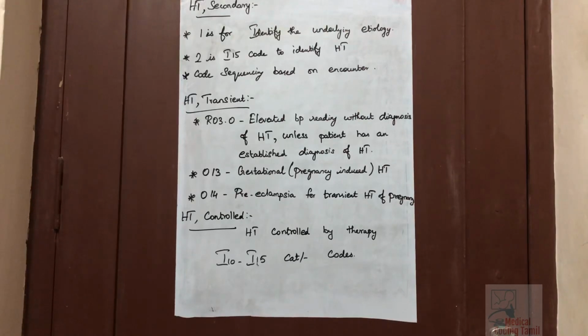These codes should be given for transient hypertension. And hypertension controlled. Hypertension controlled means hypertension is controlled by any therapy, like drugs or pills, or any therapies. In this condition, I10 to I15 category codes should be used for hypertension controlled.